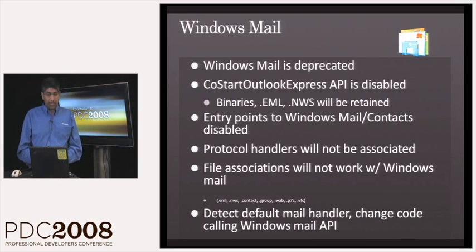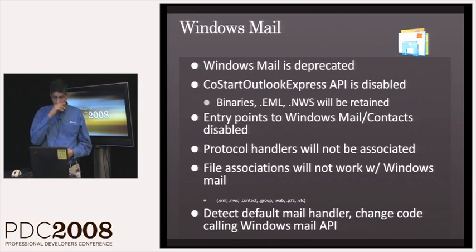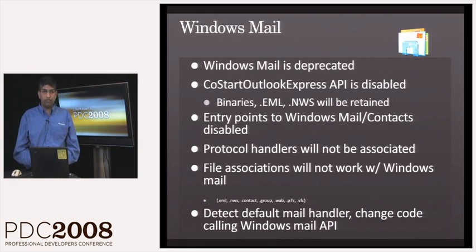So with that in mind, the clear goal here is if you already use a default mail handler, you don't have a problem. It will be straightforward for you to move to Windows 7. However, if you do take dependencies on Outlook Express or winmail.exe specifically, then that is the point you have to start moving and thinking about changing your code to use the default mail handler.